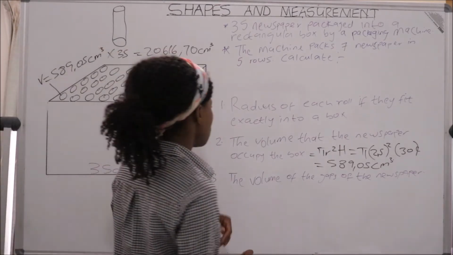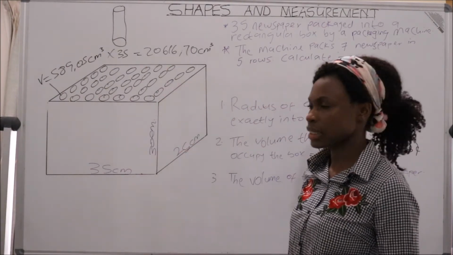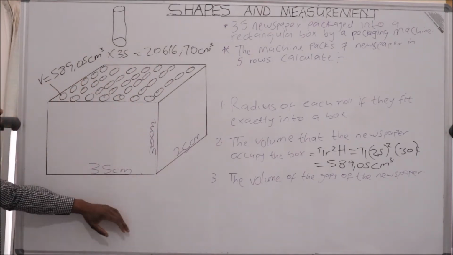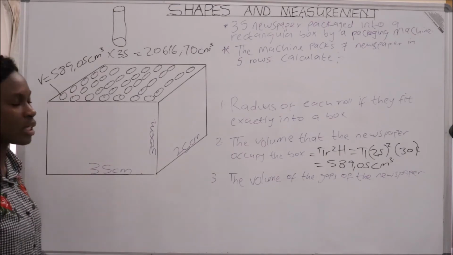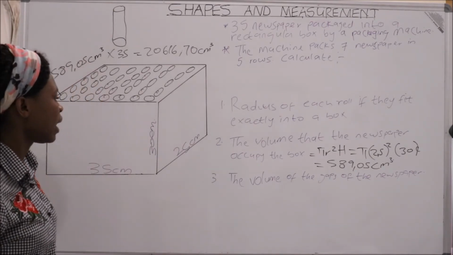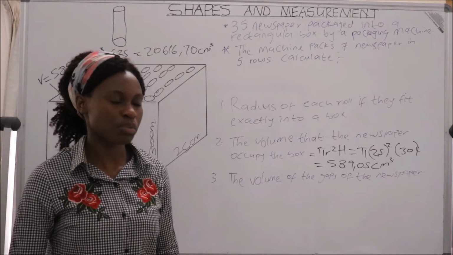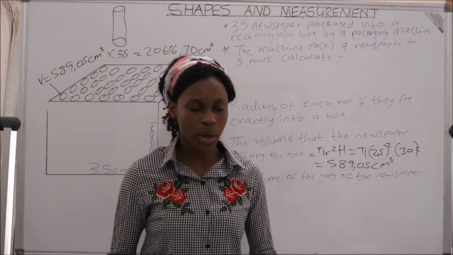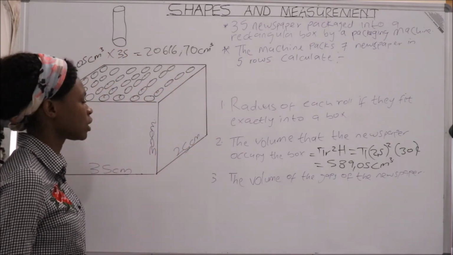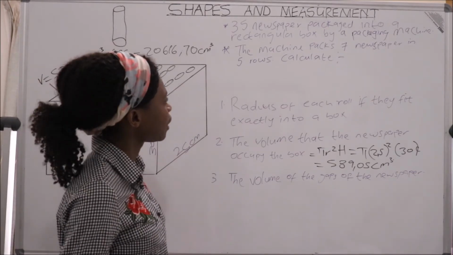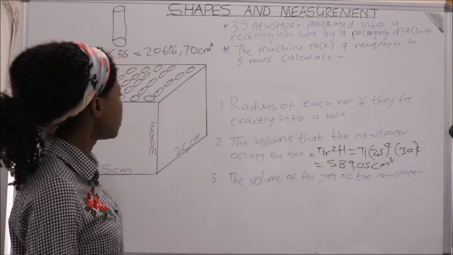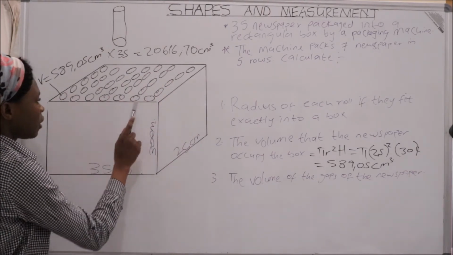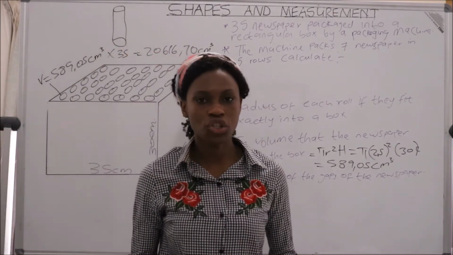I hope you guys understand. Let's do a quick recap to see how we got to that answer. The information that we are given in this question is we have a rectangular box which has the dimension of 35 centimeter length, 25 centimeter breadth, and 30 centimeter height. We can only see the newspaper from the top view of the rectangular box. The newspaper rolls fitted into this box are 35 in number, with seven newspaper rolls packaged in 5 rows. So these are the rows here, and we have 7 newspapers packaged in each row.